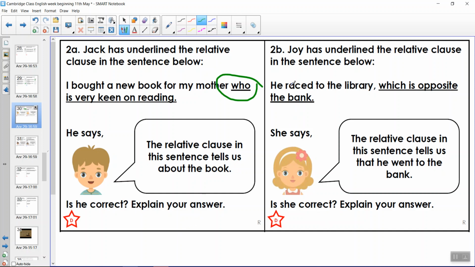And Joy's done the same. He raced to the library, which is opposite the bank. She says the relative clause in the sentence tells us that he went to the bank. No, it doesn't tell us that he went to the bank, does it? It tells us that the library is opposite the bank, so it's describing the library.